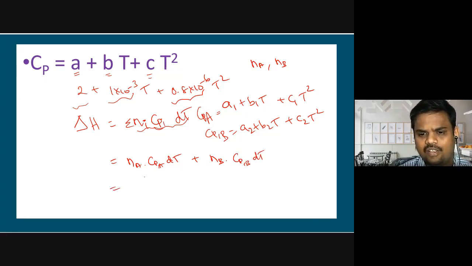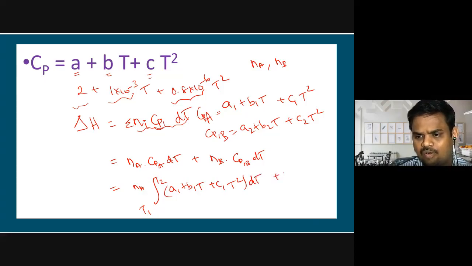So that way, if the number of moles of A is known, it is N of A into the integral from T1 to T2, if we know the temperatures T1 and T2, of A1 plus B1T plus C1T square dT. Similarly, whatever the number of components, it will go like this. In the same way, Nb into the integral T1 to T2 of A2 plus B2T plus C2T square dT. So in general, what is the integration value?